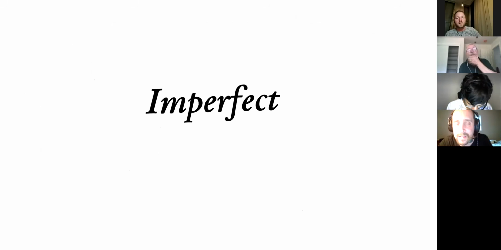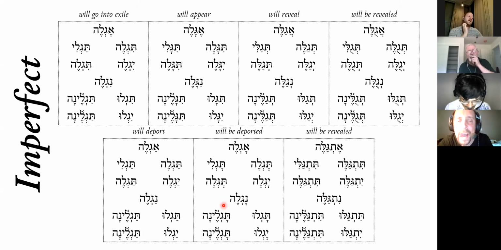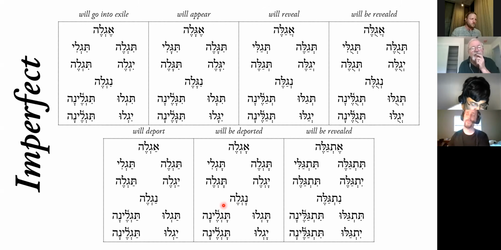Covering the perfect, I think, was pretty simple. The imperfect, we'll see how that is. Here comes the imperfect. So where we had gala in the past, in the future we're going to have egle or yigle. The hey is representative of the hey in the past, and the ending is representative of it in the future. So he will go into exile, yigle. You will go into exile, ata tigle. I will go into exile, ani egle. You feminine, at tigli. And she, hi tigle. Anachnu nigle.